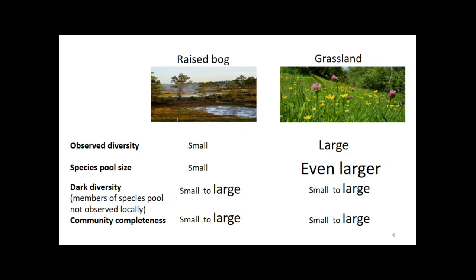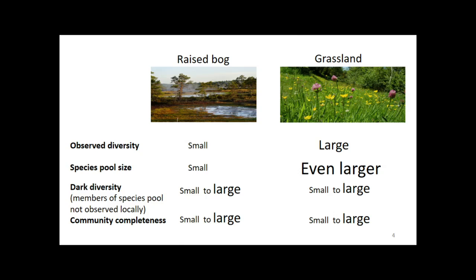What do we know? Sorry, before we go into what we know about this, I'm trying to bring it a bit closer to you by an example, which is maybe easy to understand for people used to working with plants. But let's imagine two habitats, a raised bog and a grassland, quite common habitats over here in the UK, but also in many other temperate regions. And we do know that in these two habitats, we have quite a different plant diversity.